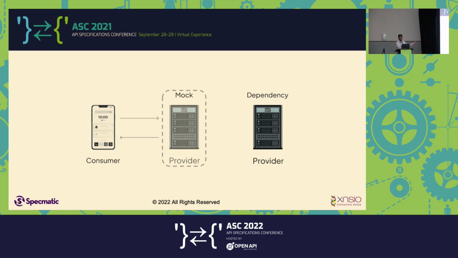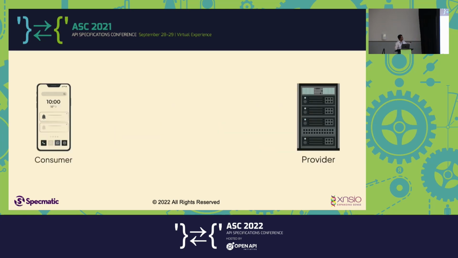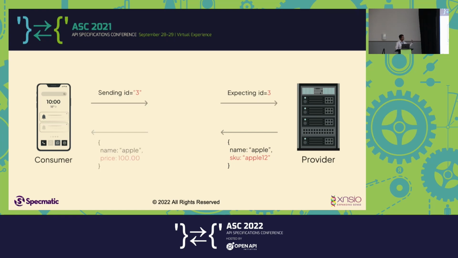This looks good on paper, but there's a fundamental issue here, which is the mock may not be truly representative of the actual provider. And why is this an issue? Because I could be wrongly assuming that I can send a string for the product ID, while the actual service is expecting an integer, and the service likewise could be responding with the name and the SKU of the product, while I'm expecting the name and the price. So this means when we deploy both these applications in a common environment, we have broken integration, right?